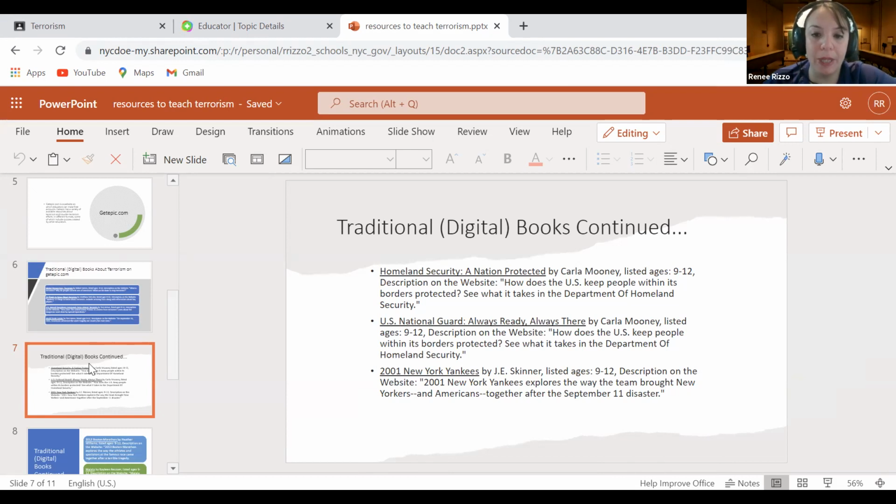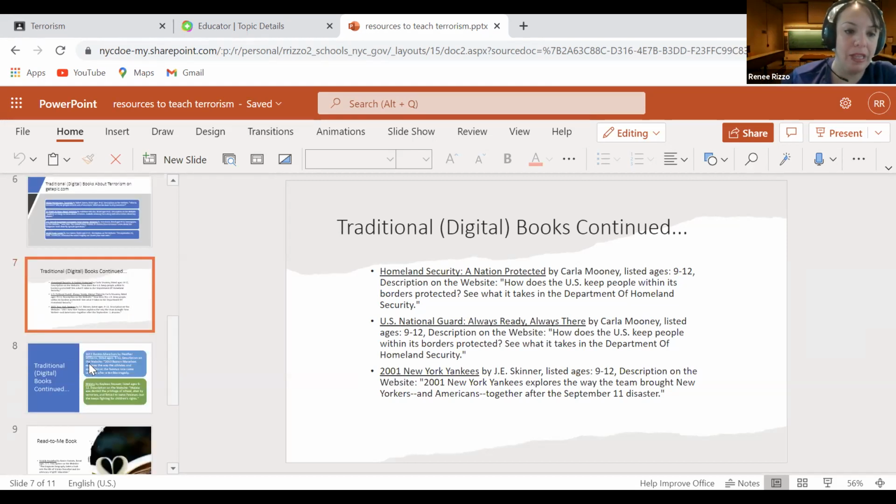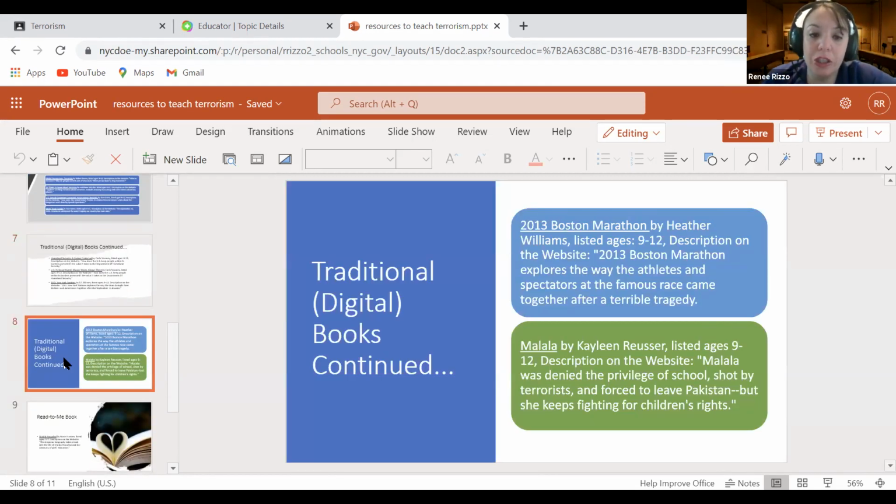2001 New York Yankees by J.E. Skinner, listed ages 9 through 12. Description on the website: 2001 New York Yankees explores the way the team brought New Yorkers and Americans together after the September 11th disaster. Traditional digital books continued. 2013 Boston Marathon by Heather Williams, listed ages 9 through 12. Description on the website: 2013 Boston Marathon explores the way the athletes and spectators at the famous race came together after a terrible tragedy.